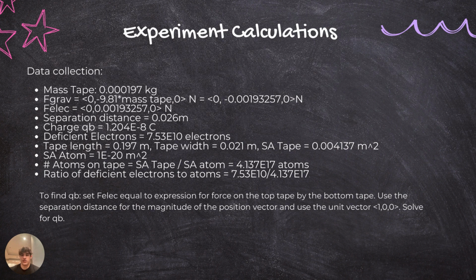I then found the surface area of the tape and surface area of an atom by assuming an atom is essentially flat like a square. The total number of atoms is the surface area of the tape divided by the surface area of an atom. I finally found the ratio of deficient electrons to atoms.